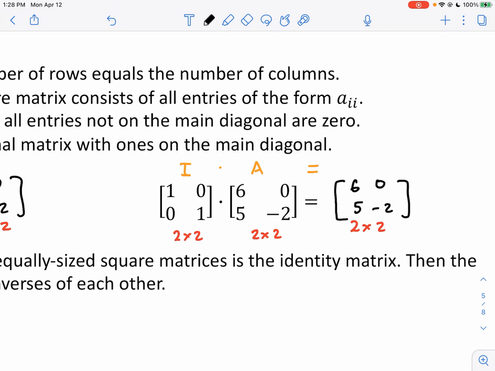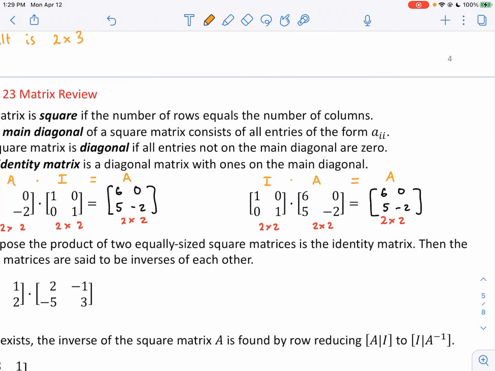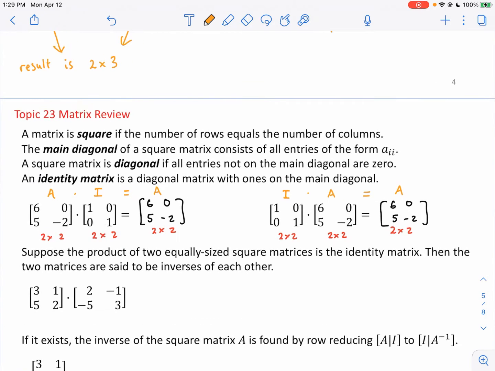And notice that's the exact same thing as the matrix A. So the identity matrix does commute with another matrix that's square. A times I is the same thing as I times A, and you get A in both cases.